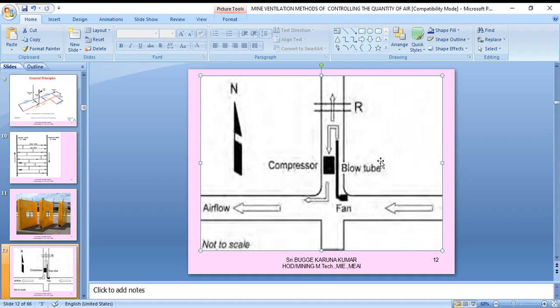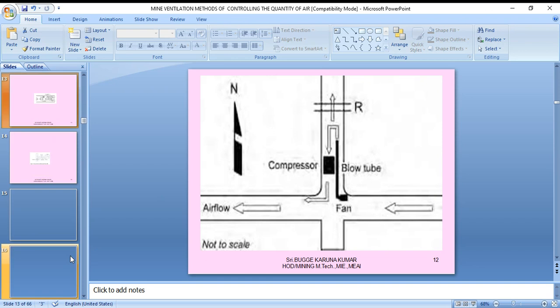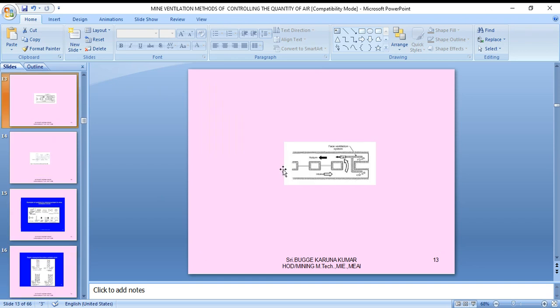So this is a fan, and air comes here and goes inside. There is a regulator so that whatever quantity you require can be allowed. You can easily see here the air can go this side. This is the heading inside, where the air goes.